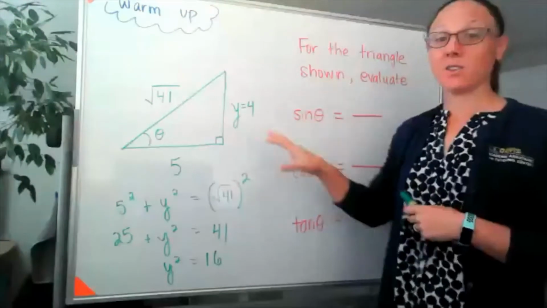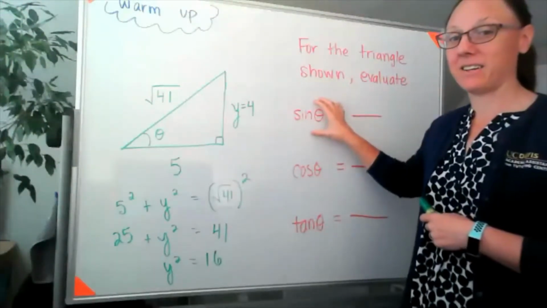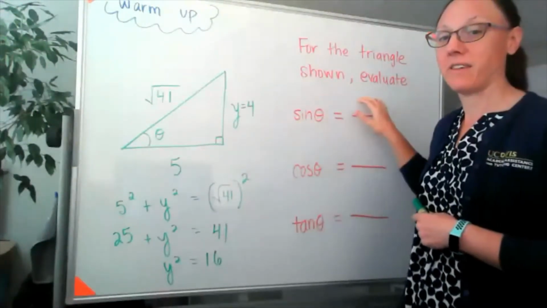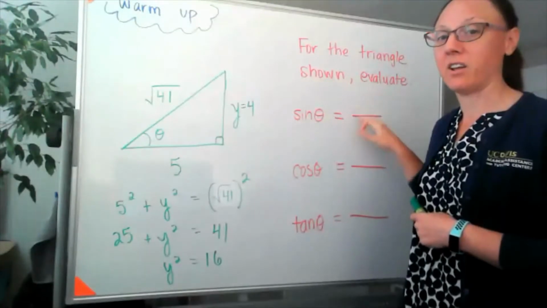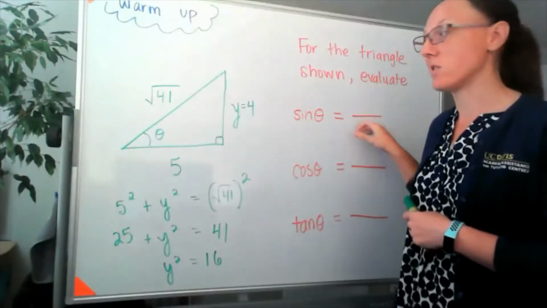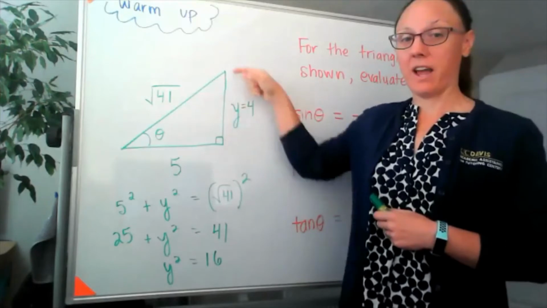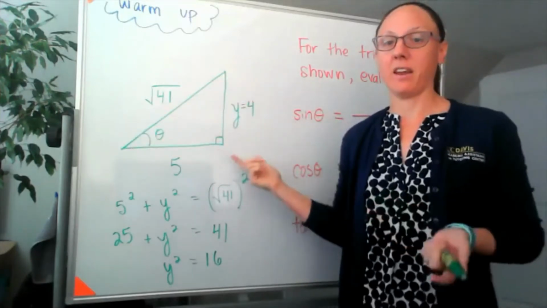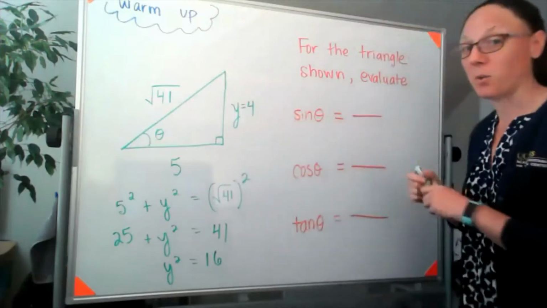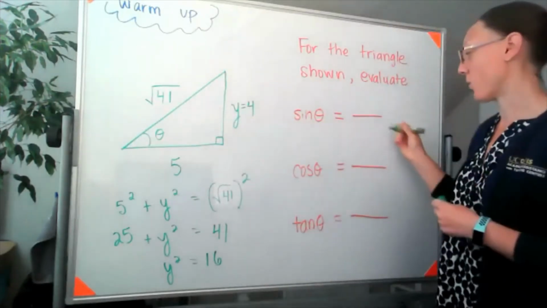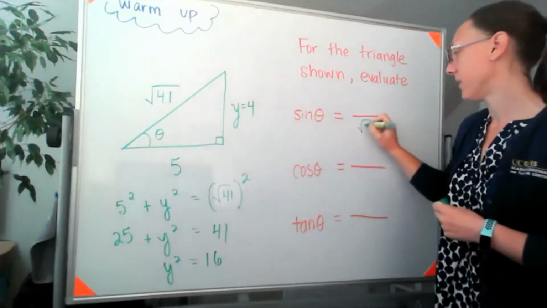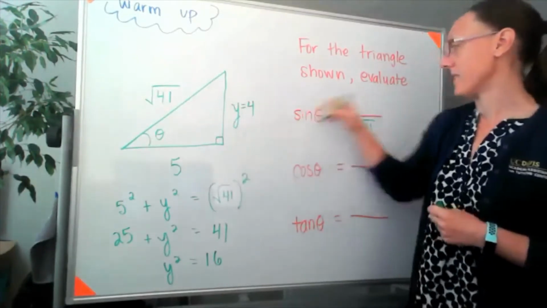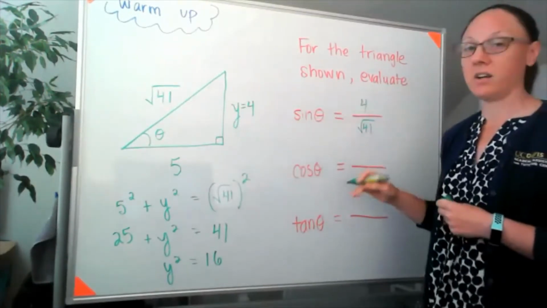Now thinking back, sine should be the length of our opposite side over the length of our hypotenuse. On a right triangle, the hypotenuse is always the side that is not making the 90-degree angle. So my hypotenuse here is square root of 41, and that opposite side is 4.